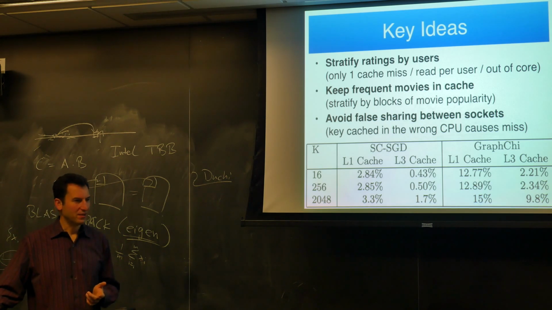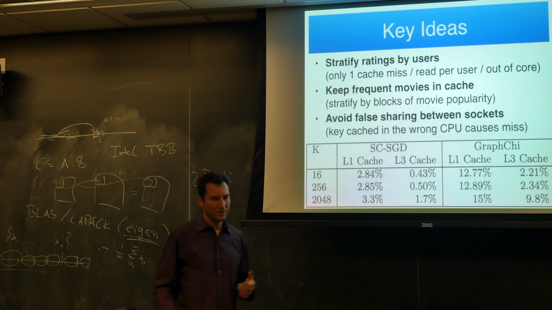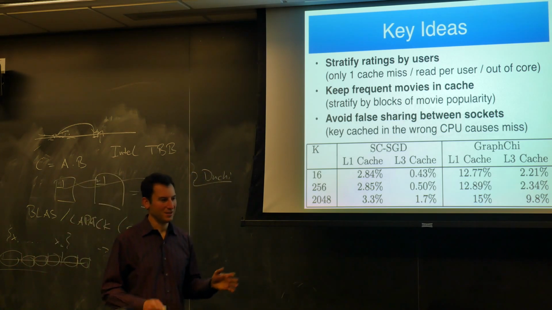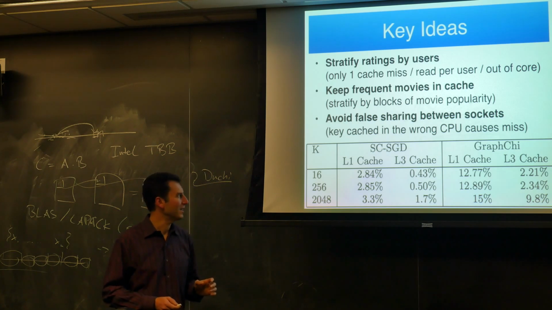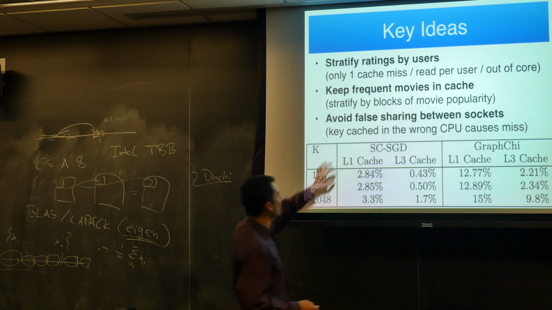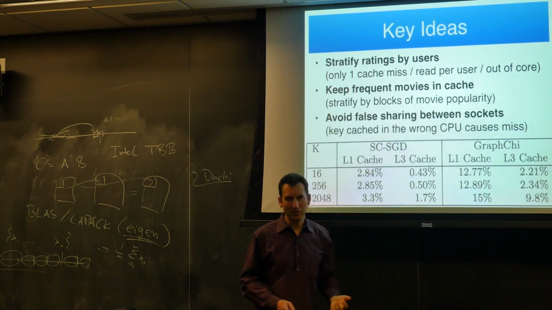The second thing is you want to make sure that the frequent movies actually stay in the cache. Okay? And to some extent the operating system and the microprocessor, they all help you with that, so this is okay. The third thing that you need to worry about is something called false sharing. Who's heard of false sharing before?